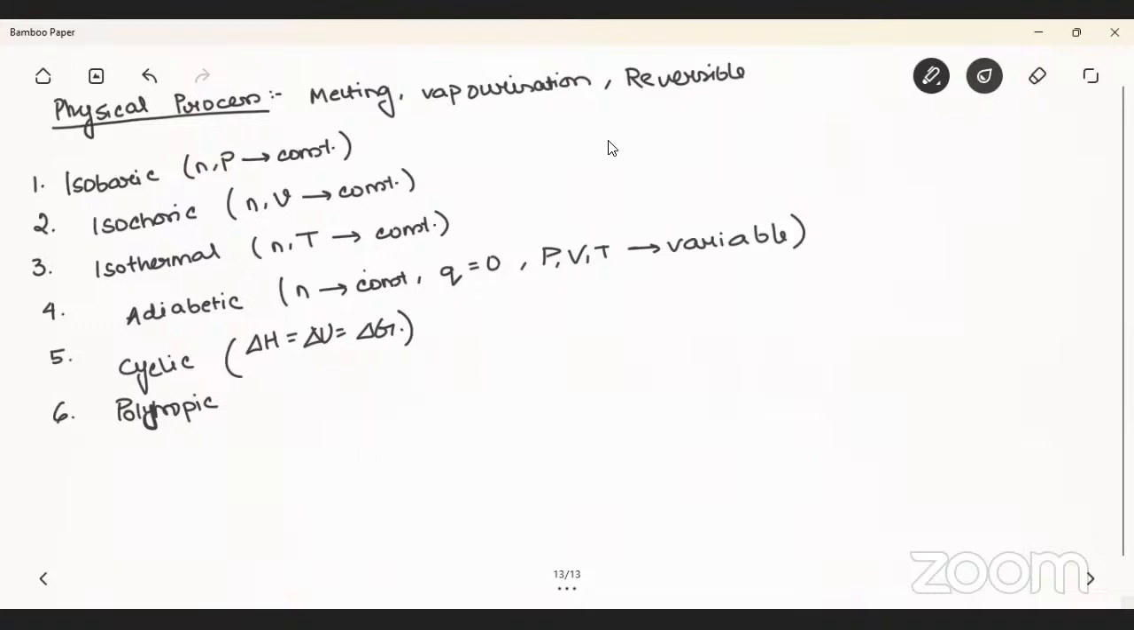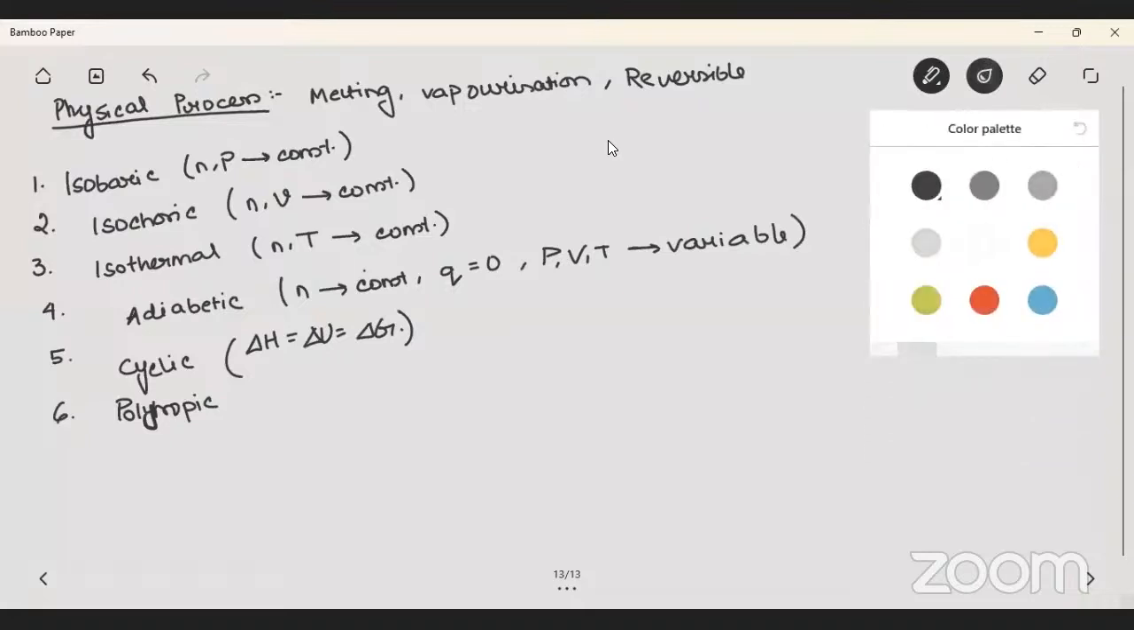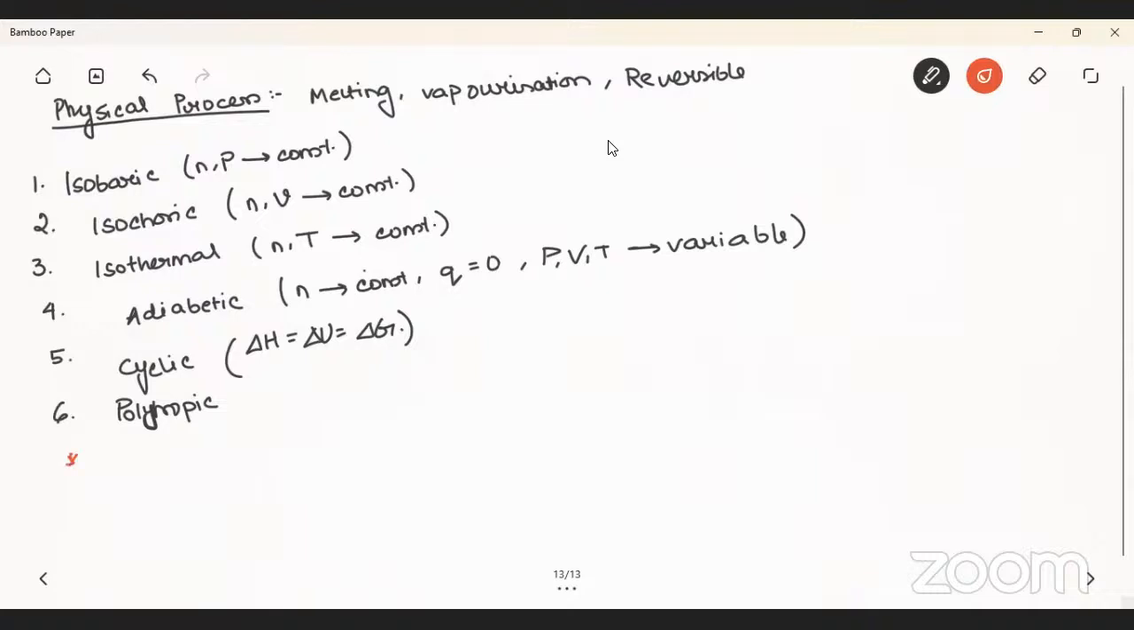Now answer me a question. If the initial and the final temperature of any system is the same, then the process must be isothermal. True or false?